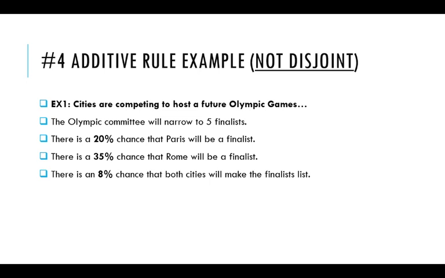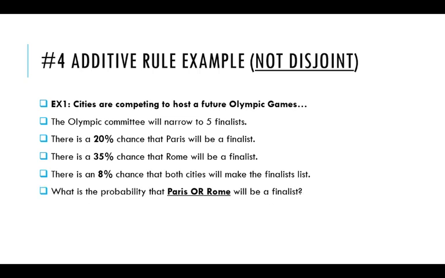So, do you agree here that we have an event A, Paris is a finalist, we have an event B, Rome is a finalist, and then we have a probability of 8% that both A and B are true.